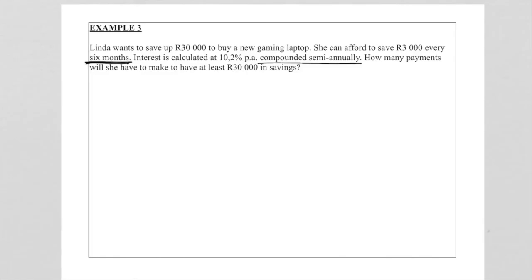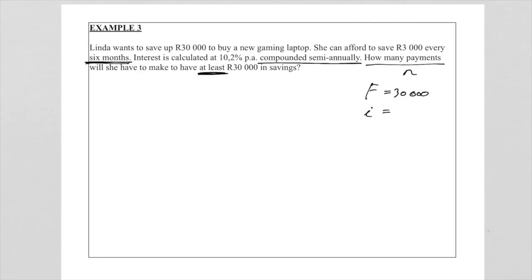And you can see what I said earlier, that must always be the same. If the payments are half yearly, the interest must be calculated half yearly. How many payments? And that, of course, is N. Will she have to make to have at least, and I will later on come back to that, at least the 30,000 Rand in savings. So let's first of all see what is given to us. First of all, F is given to us. She wants to save at least 30,000 Rand.